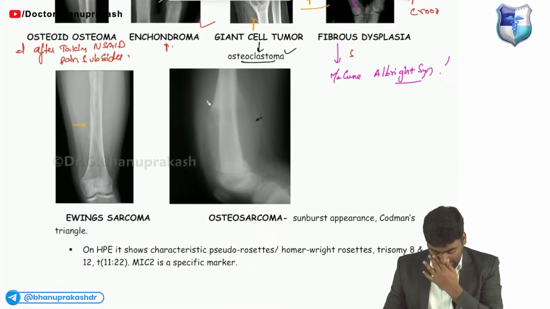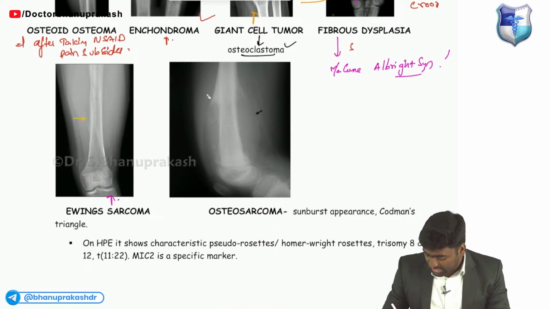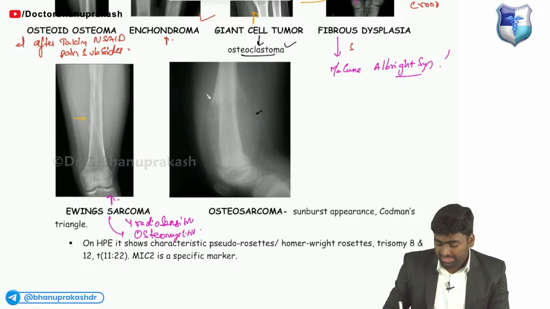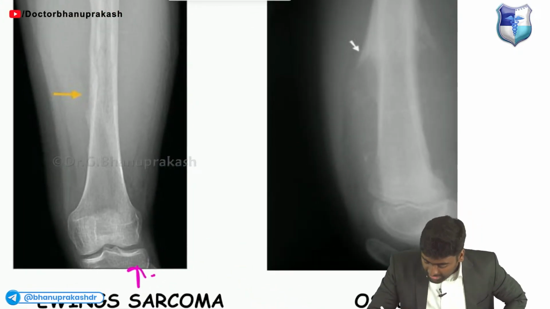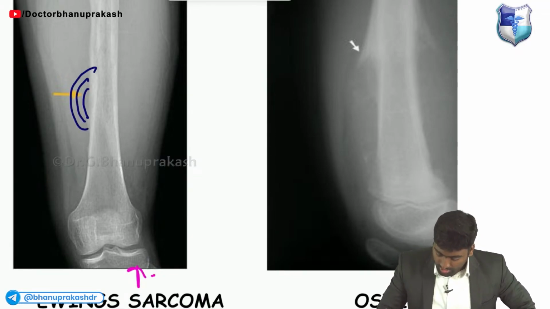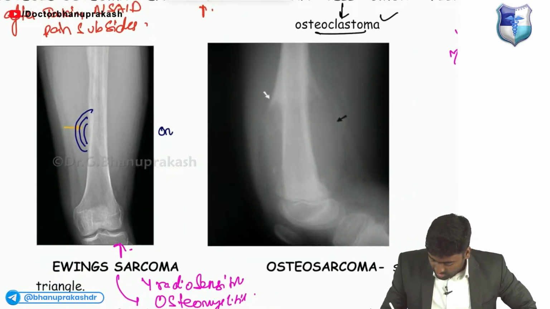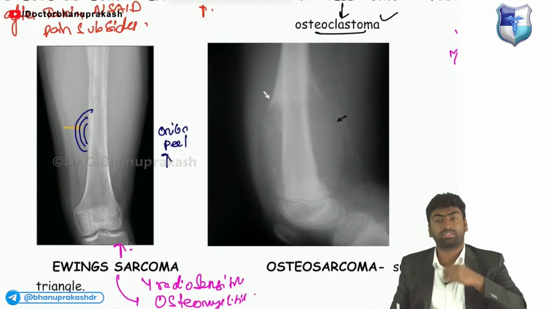Fine. Next, if you are able to see Ewing sarcoma, as we discussed, it is a radiosensitive one, and it will mimic osteomyelitis. There will be pain. On X-ray you won't see anything, but with a higher quality X-ray you will be able to see the formation of onion peel. Yeah, good. It is the onion peel, and it involves the diaphysis.